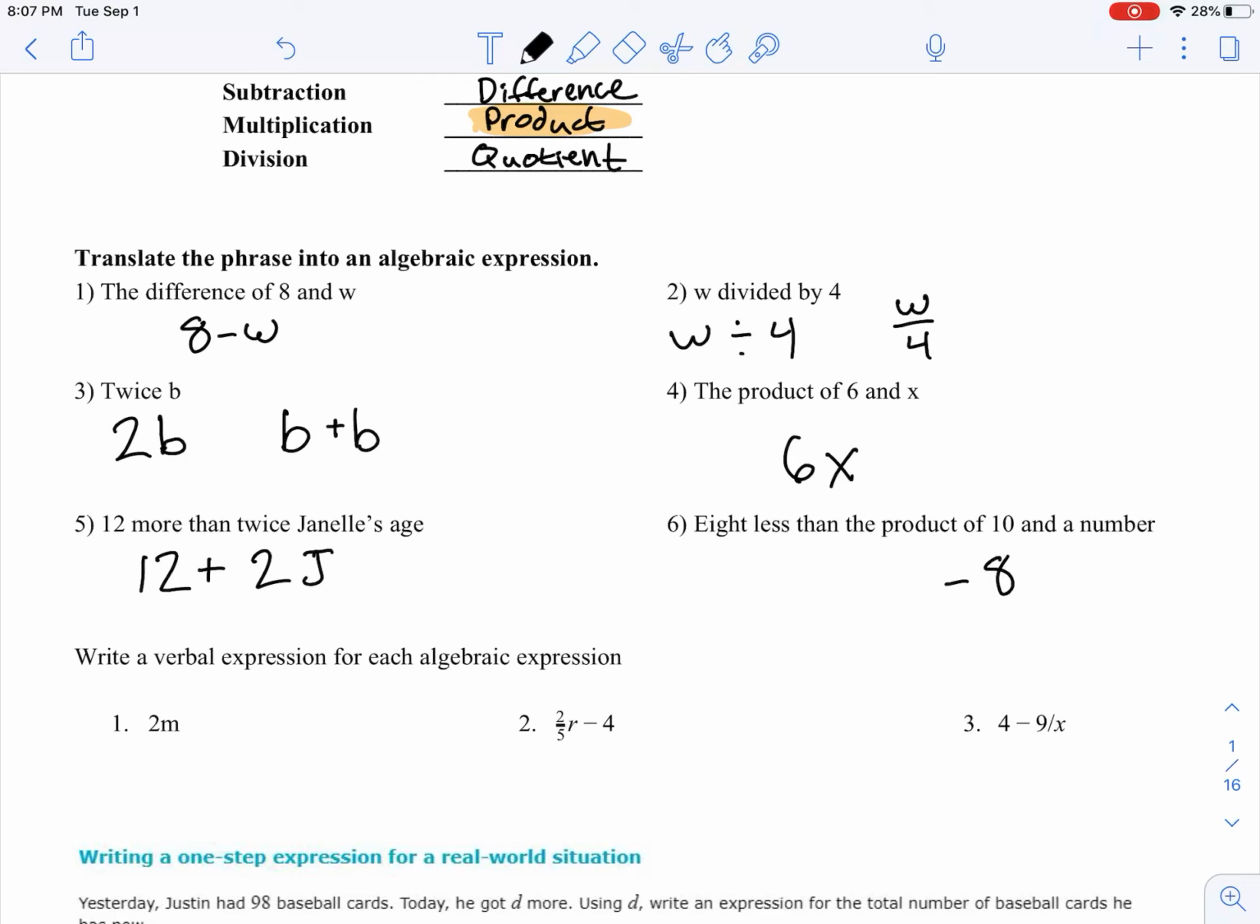It's 8 less than something. What is that something? The product of 10 and a number. Well, the product is multiplying, so 10 and a number we'll call n. This is our final answer. The product of 10 and a number, and we're taking 8 away from it. That would be 8 less than the product of 10 and a number.